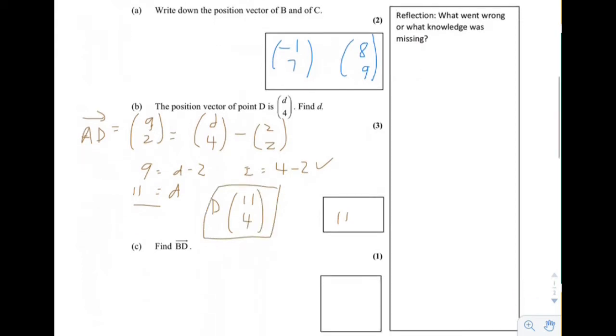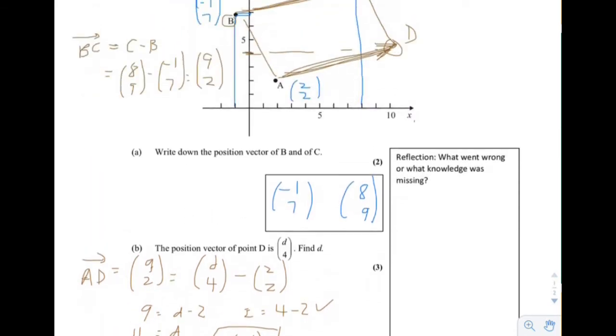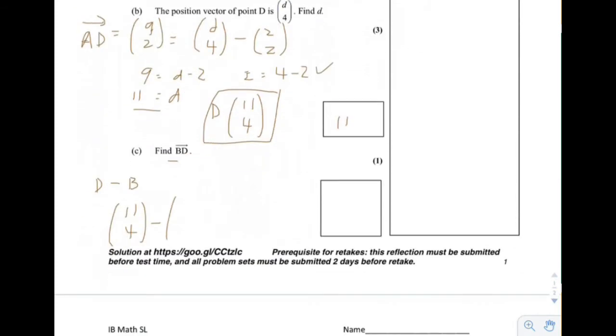Tells us to find now the vector BD, which we're going to take the position vector for D and subtract the position vector for B. So remember D, we just get it from right above there. And then we subtract off position vector for B, which is (-1, 7). That'll give us 11 minus negative 1, which is 12, and 4 minus 7, which is negative 3. So that is the vector BD.